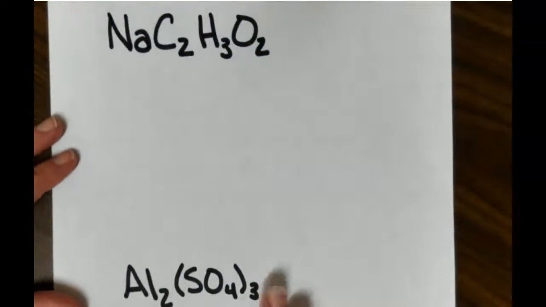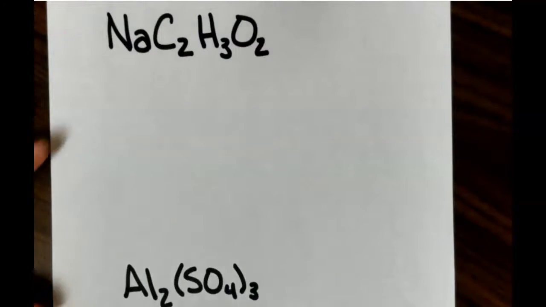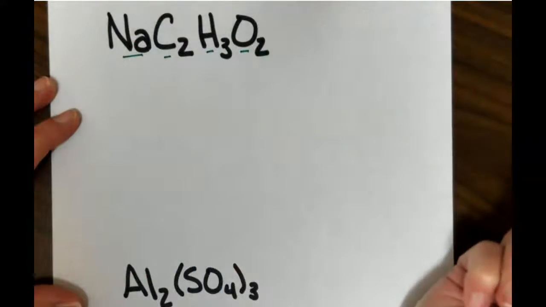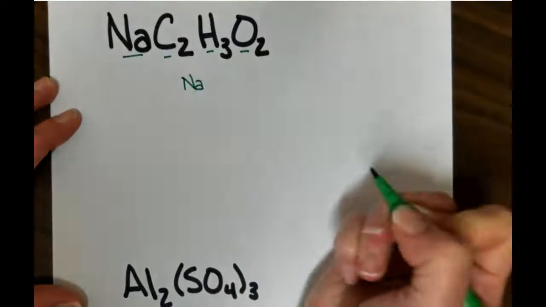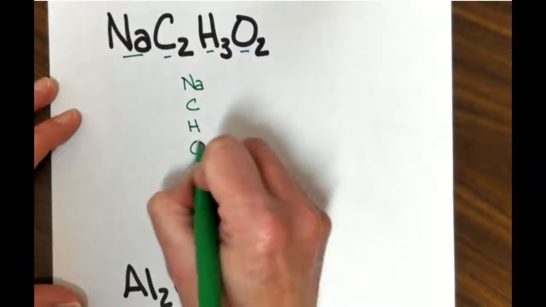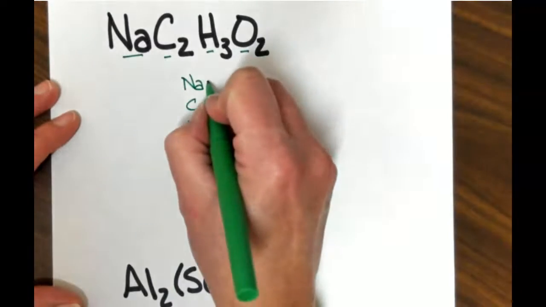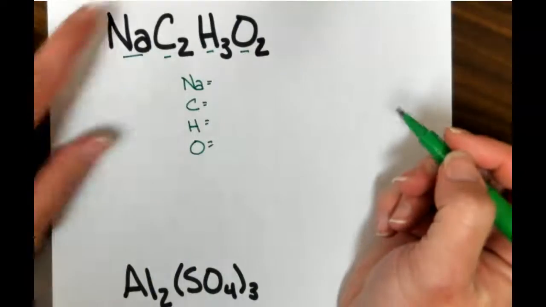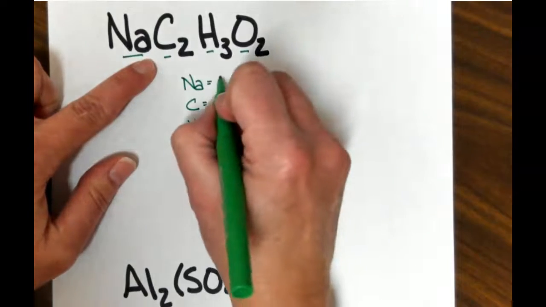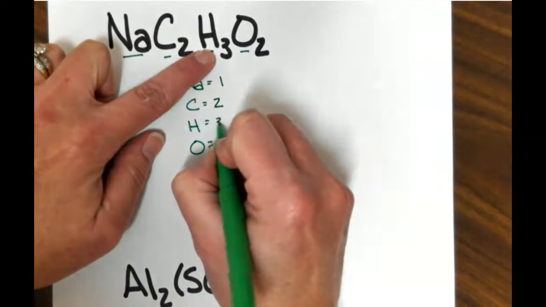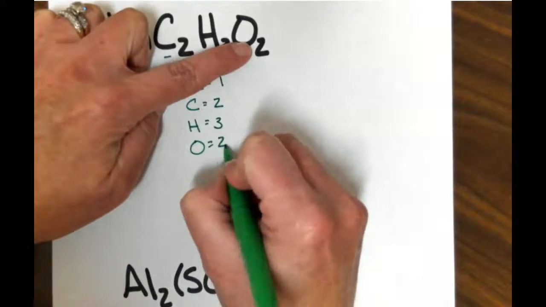So let's take a look at our compound. We have NaC2H3O2. So the first thing we're going to do is identify our elements. Again, looking for the capital letters. So I have sodium, I have carbon, I have hydrogen, and I have oxygen. In this case, I don't see any parentheses, so I'm looking just for subscripts. So for sodium, I have 1, carbon, I have 2, hydrogen, I have 3, and oxygen, I have 2.